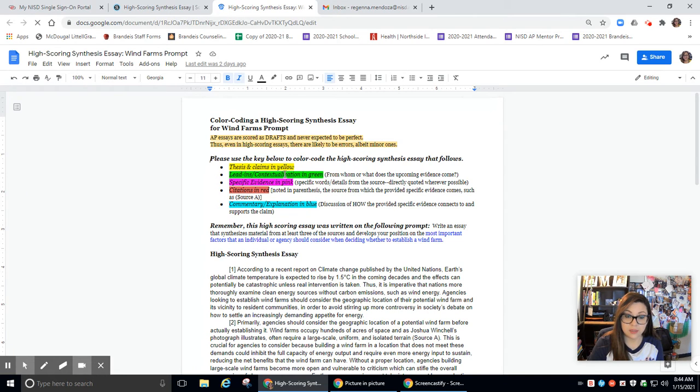Your thesis and claims are going to be in yellow. All of the lead-ins or any sort of contextualization, we're going to put in green. The specific evidence or quotes themselves need to be in pink. Then the actual citations are in red. And then, of course, the commentary is in blue. If you're confused at what any of these things mean, please note that parenthetical information to help clarify exactly what you should be looking for.